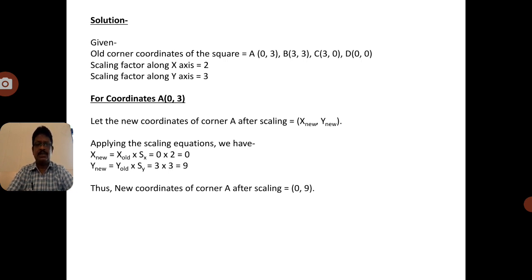individual coordinates. So for coordinate A of (0, 3), we have to find the scaling. The new coordinates of A are nothing but (0, 9), because the previous A value is (0, 3), after applying the scaling parameters with the x-axis 2 and y-axis 3.